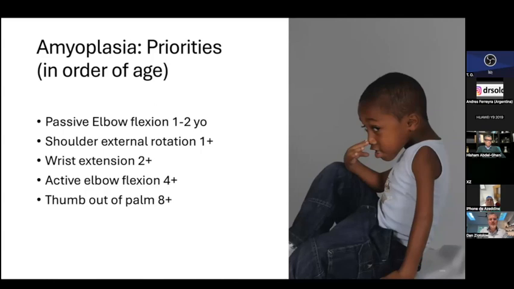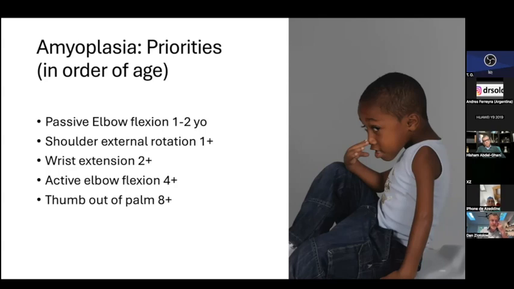So the priorities, which is what I was asked to talk about, are in order of age. The first thing we have to think about, and probably the most important, is obtaining passive elbow flexion, and the ideal time is about 1 to 2 years of age. Then you're looking at shoulder external rotation, at a year plus, which is handled with a rotational osteotomy of the humerus. I'm not going to talk about that much because it's a pretty straightforward treatment.